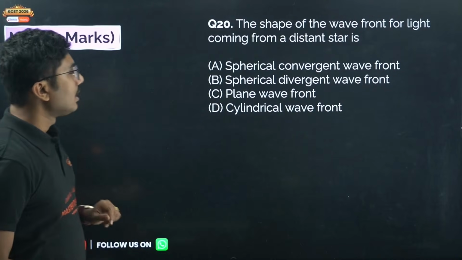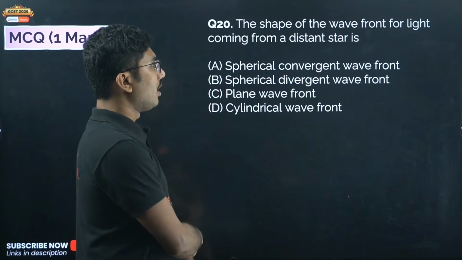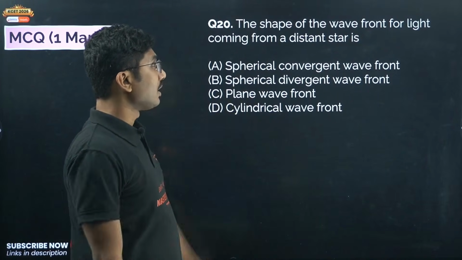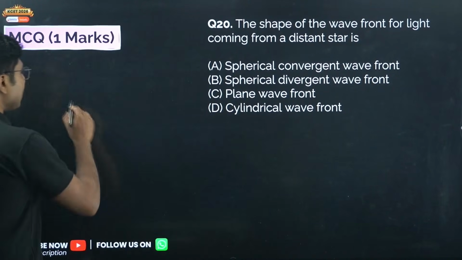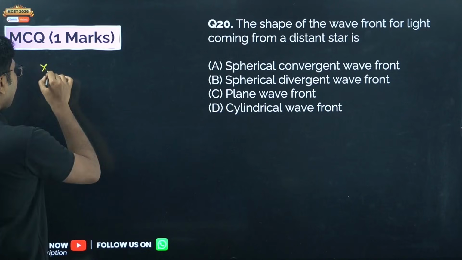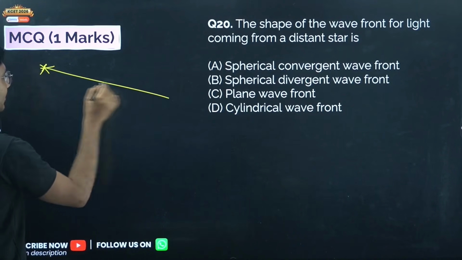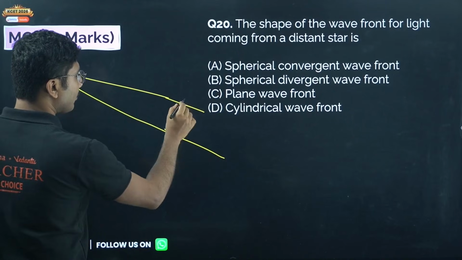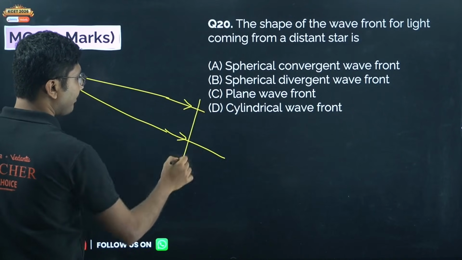Now next, the shape of the wave front for light coming from a distant star. The star is very far. If the object is very far, the light which reaches our earth, after some time it becomes parallel. So we consider them to be a plane wavefront as well.